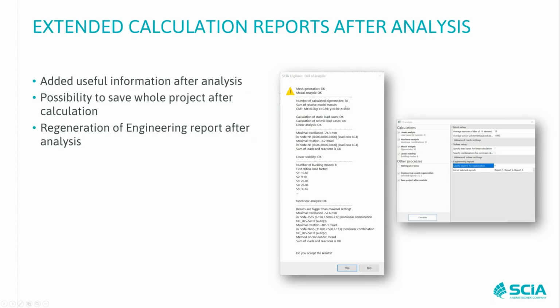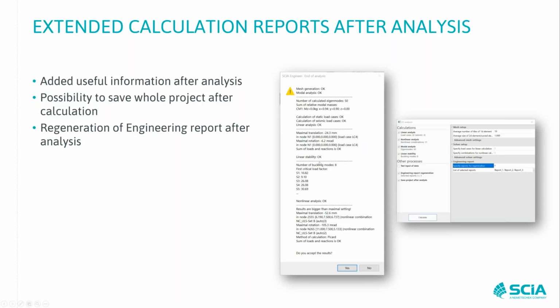Here I have information related to the number of calculated eigenmodes, and what's also included is the sum of relative modal masses, so you can easily check during your seismic calculation if you fulfill the rule from Eurocode that you have to have at least 90 or 95% of the masses participating in the analysis.